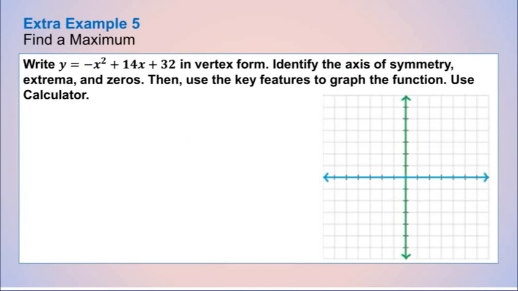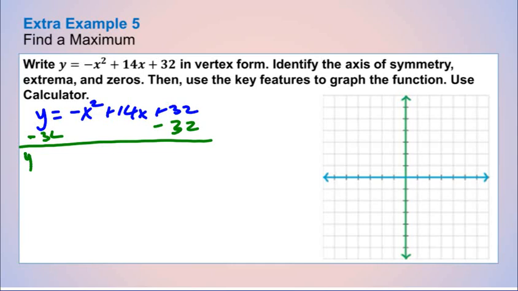So let's try another one of those. y equals -x squared plus 14x plus 32 in vertex form. Then we need to identify the axis of symmetry, the extrema, and the zeros. And then use the key features to graph the function. So the first thing I'm going to do is just write it in vertex form. So right now I have y equaling negative x squared plus 14x plus 32. So I want to get this 32 to the other side by subtracting 32.